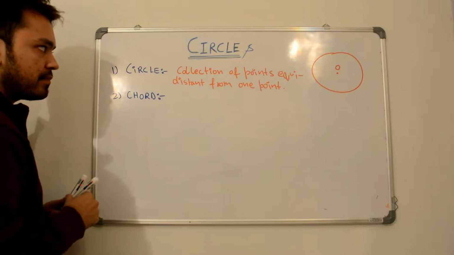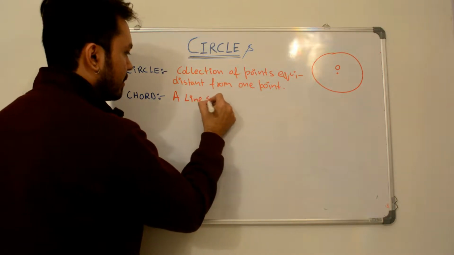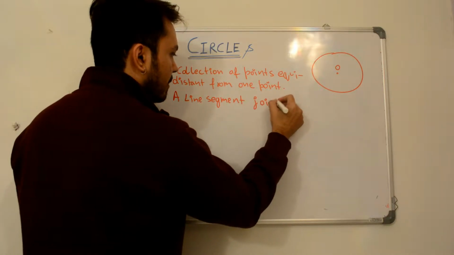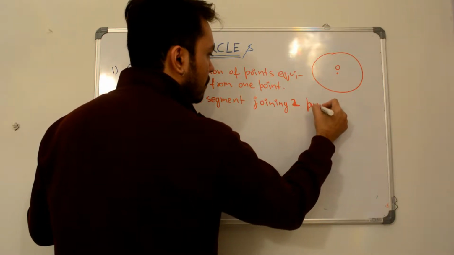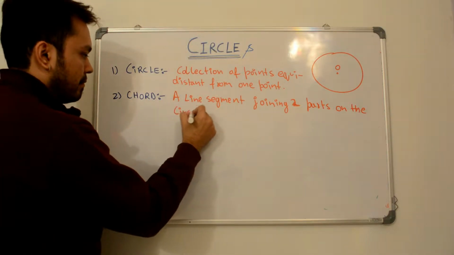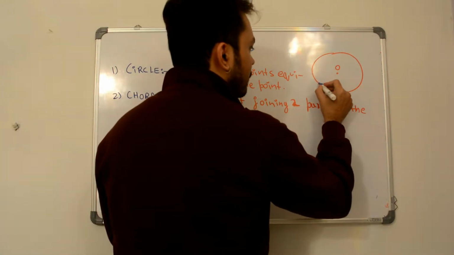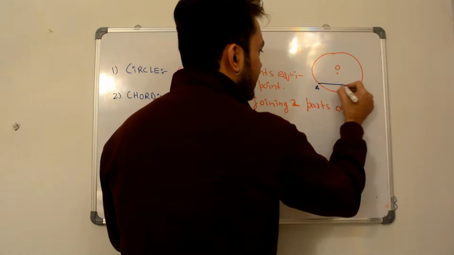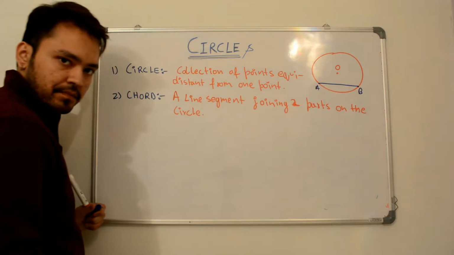What is a chord? A chord is simply a line segment joining two points on the circle. Clear? So in this diagram I can take 2 points A and B and I draw a line segment connecting them. So this will be a chord, AB, right?